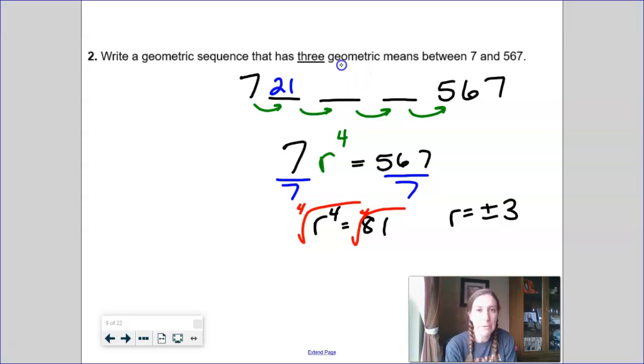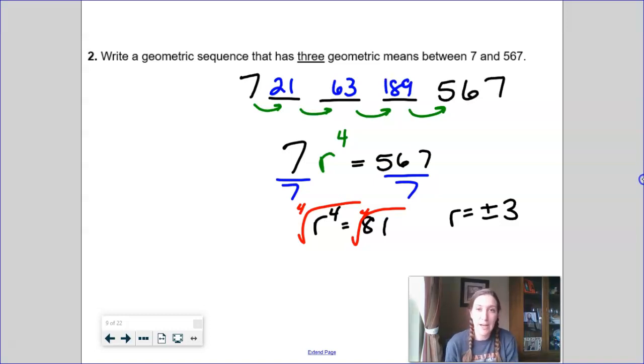I don't know. And then, what am I multiplying by 3? All right, so that's 63. And then 63 times 3 is 189. And then just to double check things, 189 times 3 is totally 567.